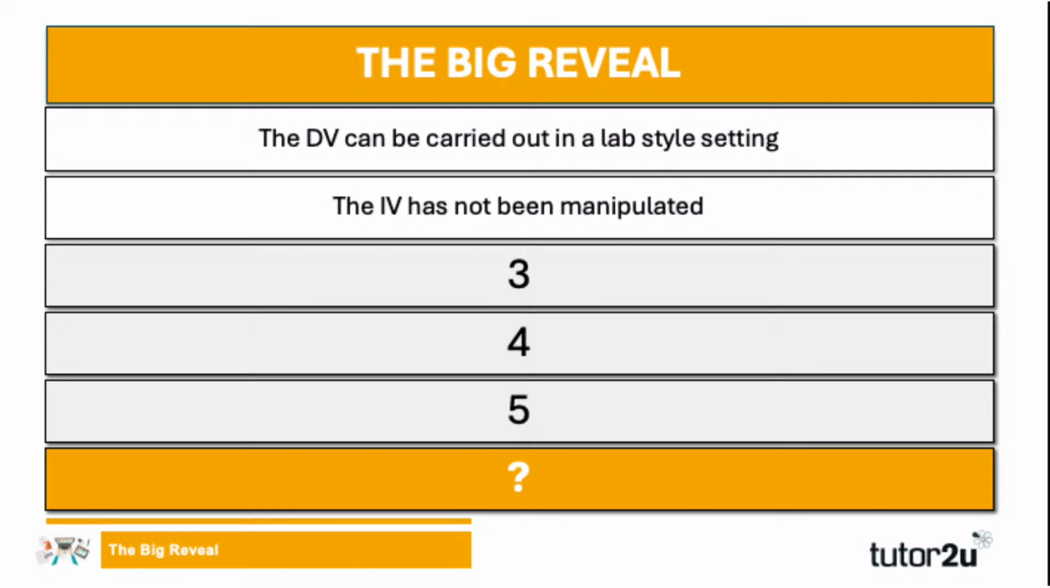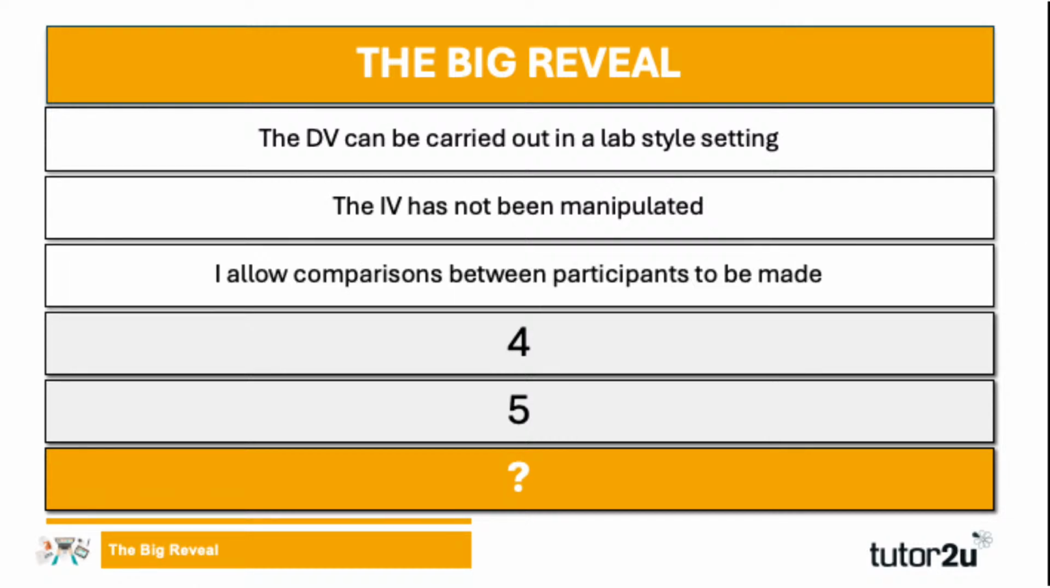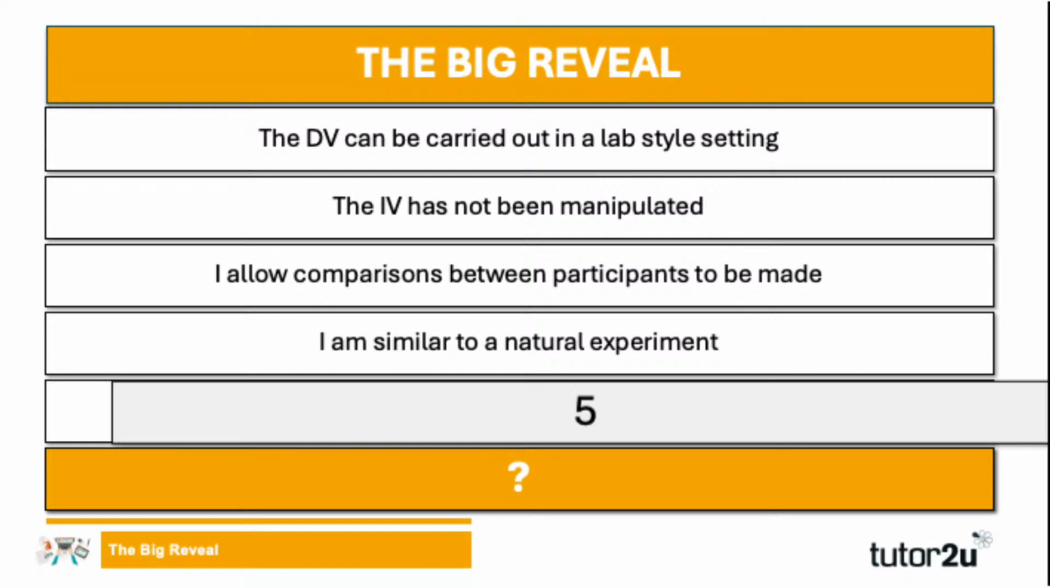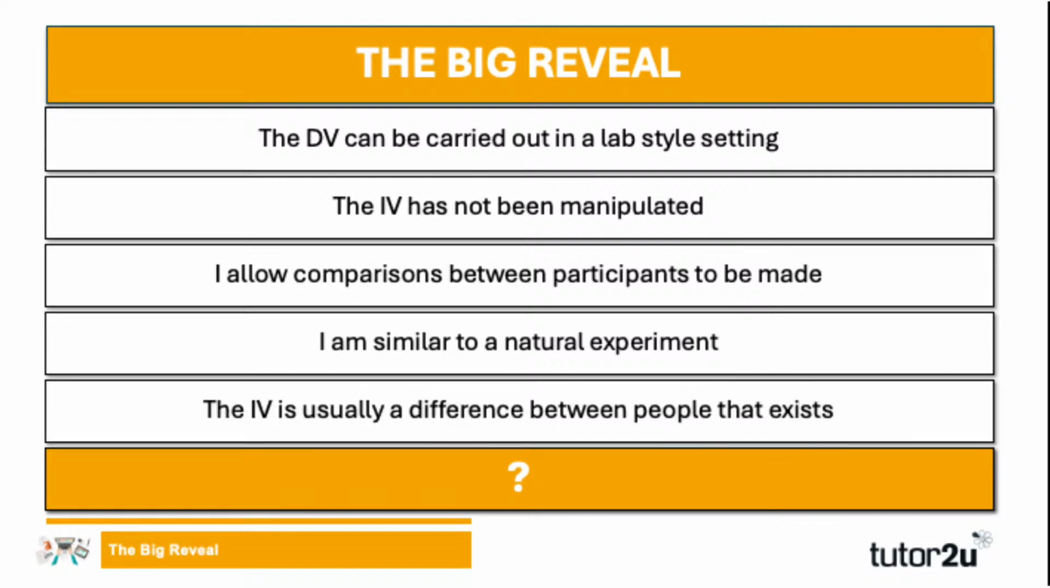Okay, let's have a look at reveal 3. I allow comparisons between participants to be made. Are we sticking with our guns, guys? We're sticking with our quasi. Let's go to clue 4, I think. I am similar to a natural experiment. Yeah, so good. Daniela, Amelia, we're saying quasi. Let's go to clue 5 then. The IV is usually a difference, and this is the big giveaway here, a difference between people that exists. So yes, our big reveal here is quasi.